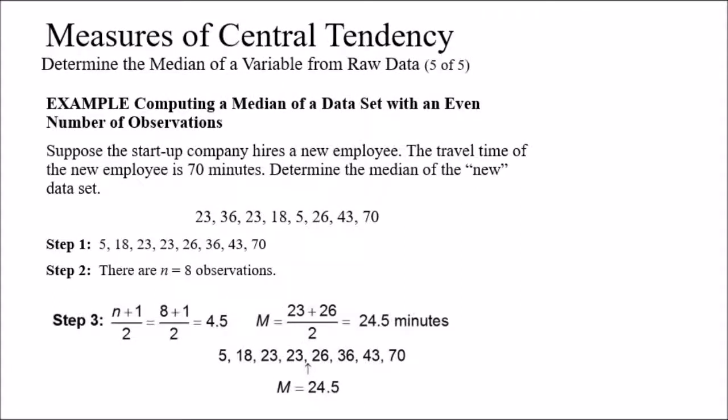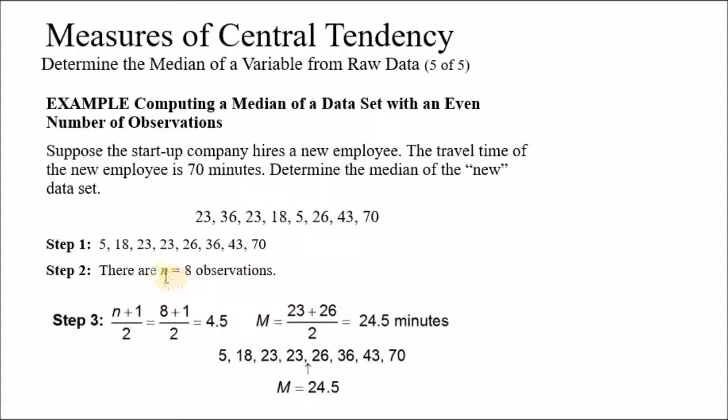Let's have another example, and let's say this time we have a new employee, and this new employee takes 70 minutes to reach work. So now the first step is to arrange the data again in ascending order, and then find the number of observations, which is in this case 8. 8 is an even number. So we cannot find a single middle number. The middle is going to be two numbers. How do we do that?